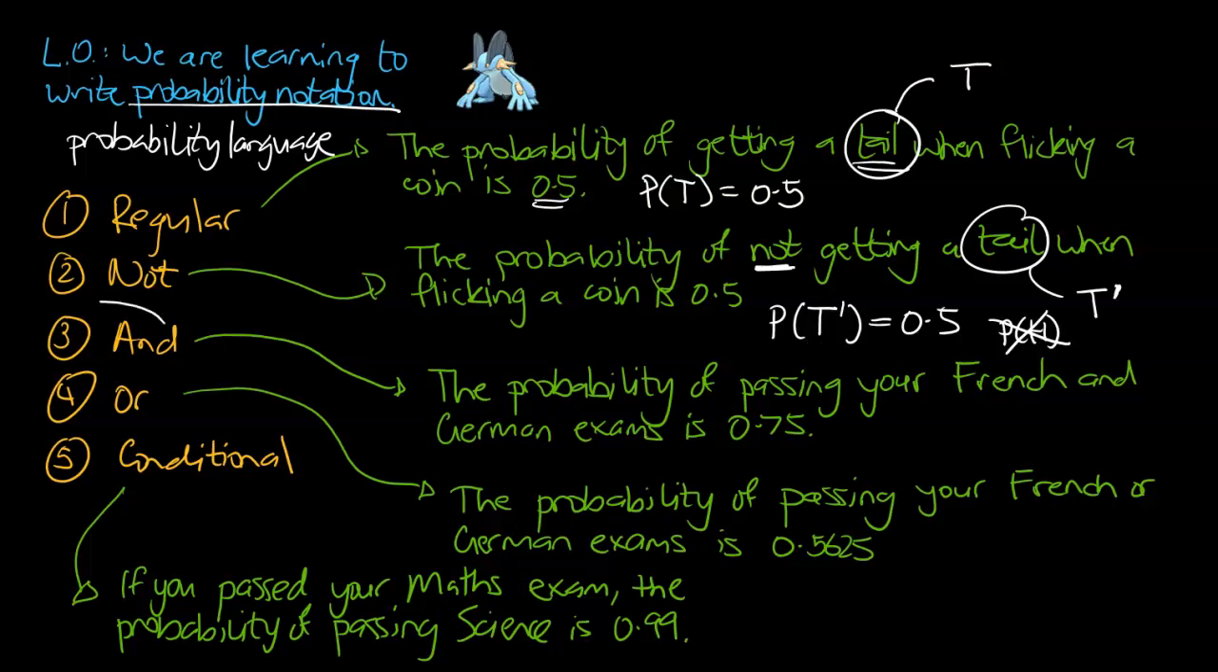That's the not one. We've now got our and, and this is going to look a bit complicated. So the probability of passing your French and your German exams is 0.75. So the French, probably going to use the first letter there, F, and we'll use G for German. And this one's going to be very different. So the probability of passing your French, so we've got F, and then hopefully you can see this kind of upside down U, almost looks like a horseshoe. That symbol there means and in probability. So probability of F and G is equal to 0.75.